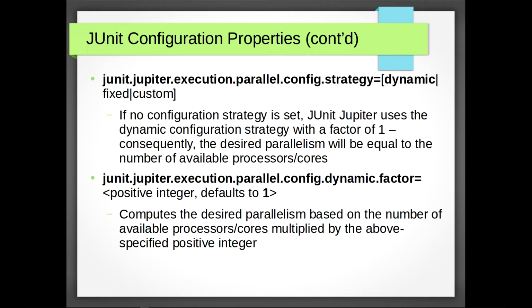So I'm going to give you 45 seconds to write out junit.jupyter.execution.parallel.config.dynamic.factor equals positive integer, defaults to 1. And I'll be back in 45 seconds.